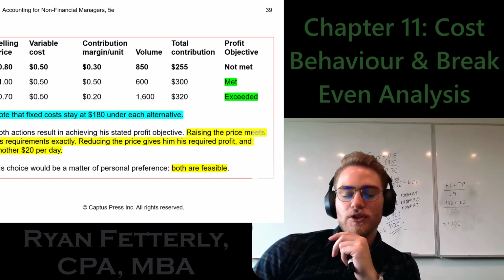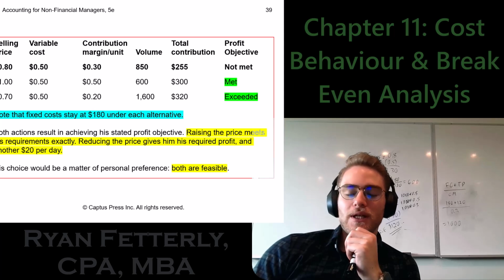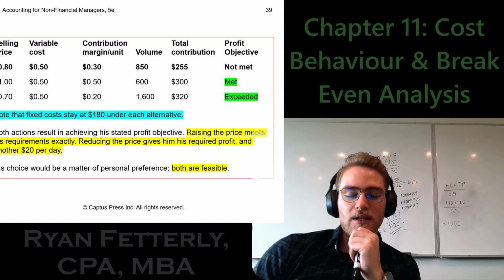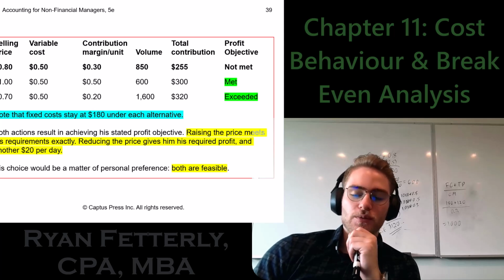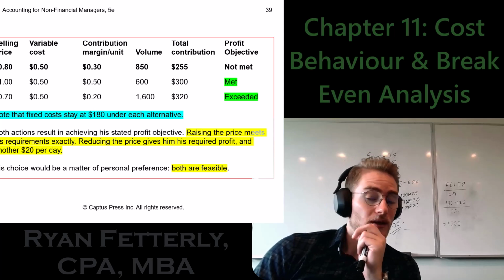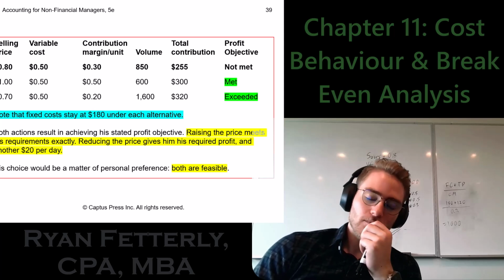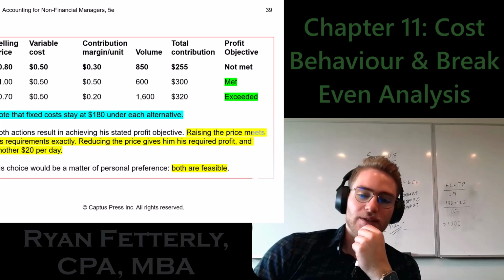We can sell 600 units at 50 cents. This is going to achieve a total contribution margin of $300. We take off the 180 in fixed costs off that contribution margin, we have $120 in profit. That's our target. We've met it, right? So if we increase to a dollar, we will achieve our profit objectives, right?